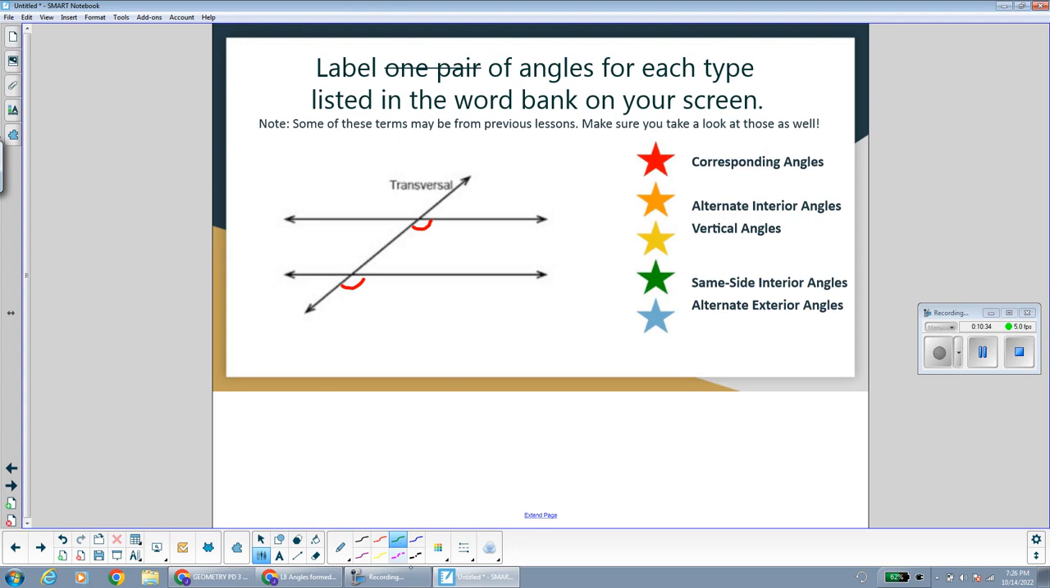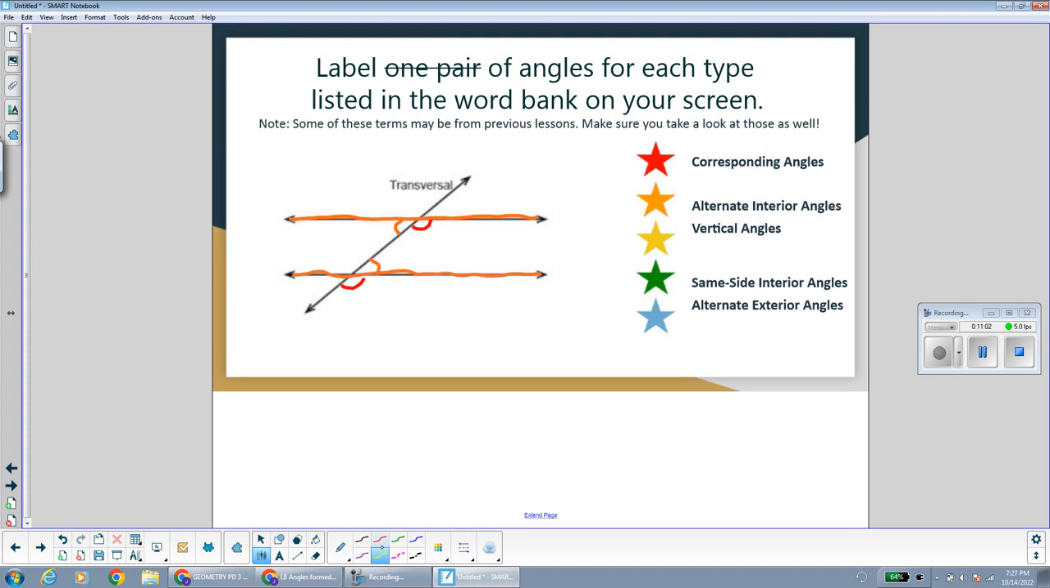Alternate interior angles. I need orange for that. So interior would be inside the lines. So inside the lines, let's go with this interior angle. The alternate one from it would be, since this is to the left of the transversal, to the right of the transversal.